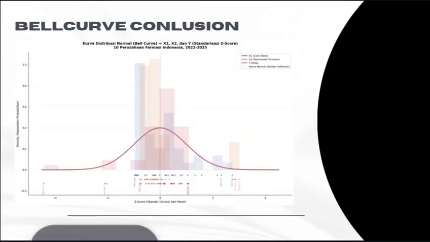To wrap up the analysis visually, I plotted a standardized bell curve, converting cash ratio, receivable turnover, and ROA into z-scores so they are comparable on the same scale. The chart shows how each company-year observation is distributed relative to the mean, and highlights the company years that are notable outliers, sitting several standard deviations away from the center.